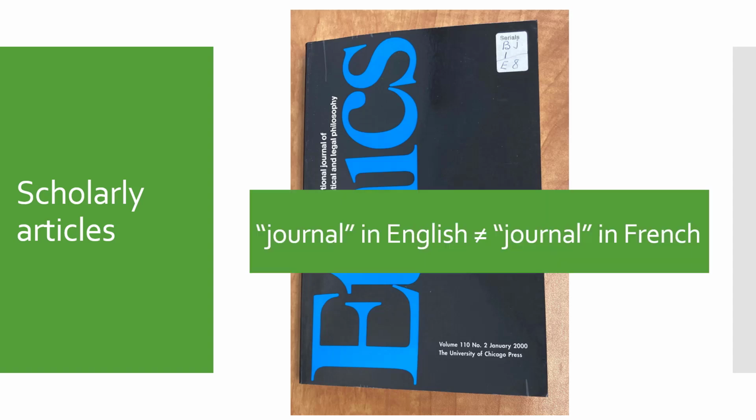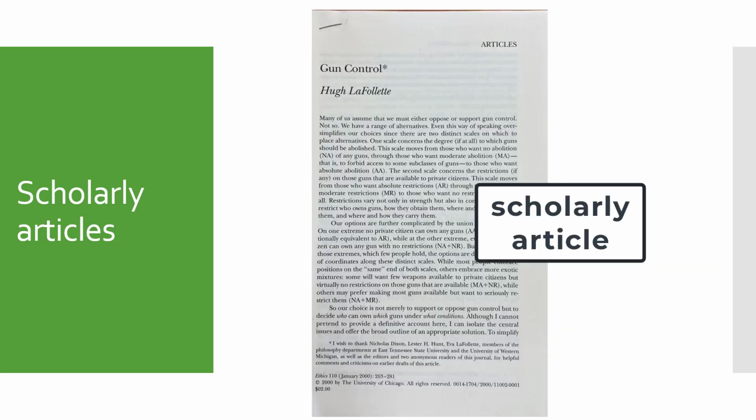Note that when we say the word journal in English, it doesn't mean a newspaper like the word journal in French. It really means a specialized publication like this one. Physically, scholarly journals look a little bit like magazines, and they're published at regular intervals too. However, there are some key differences. This is an example of a scholarly article.